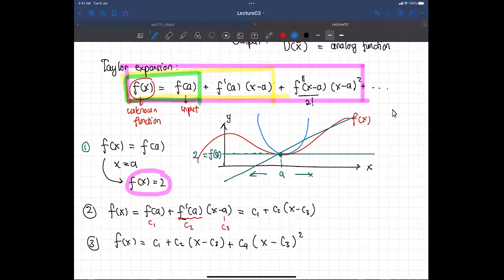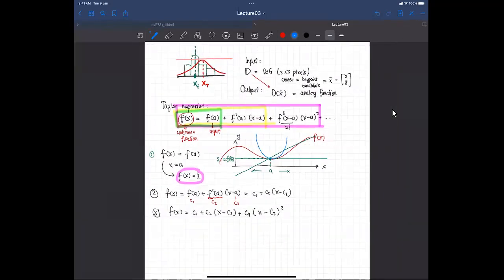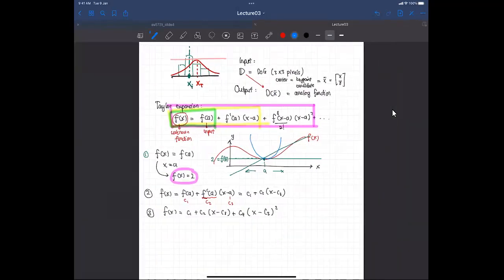No? Okay, so that's good. So this is the intuition behind why we need to use Taylor expansion. So now let's look at the exact problem that we have.